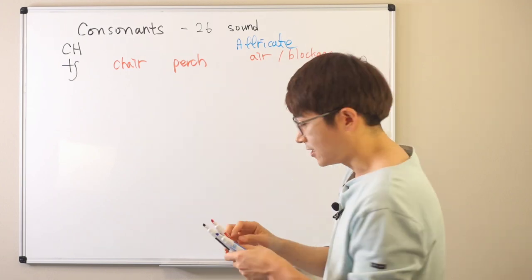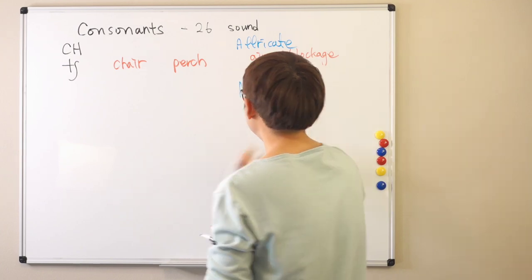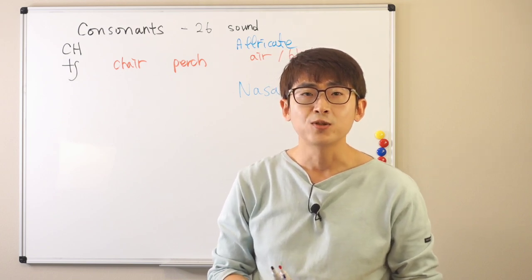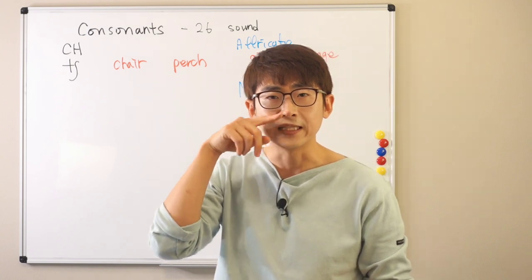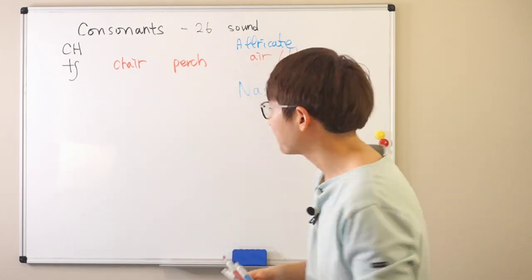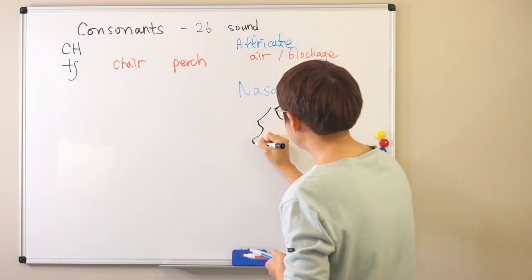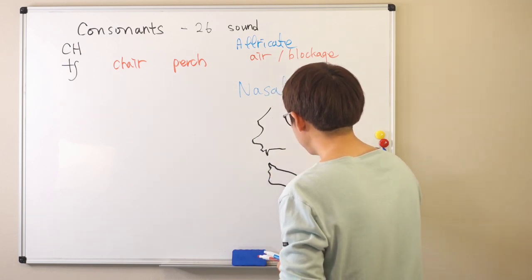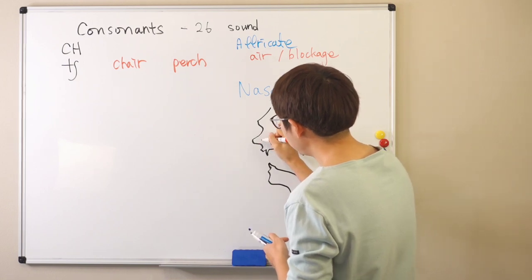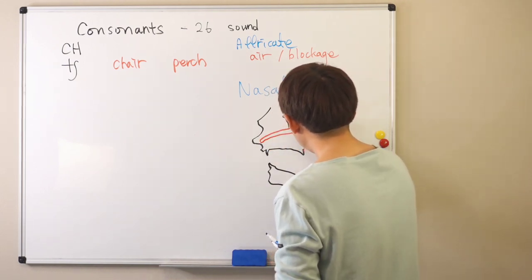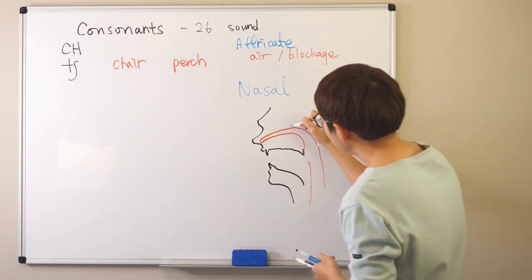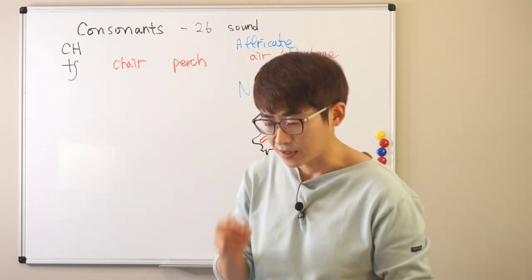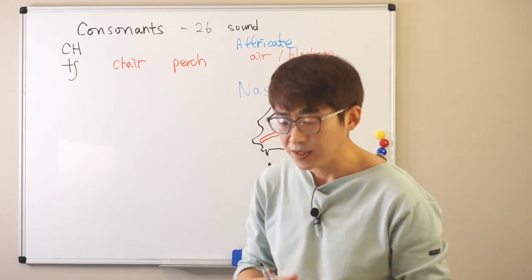And the next ones are what we call nasal, nasal. And as the name indicates, the sounds are made using the tunnel that's connected through your nose to your mouth. Okay, so let me draw the side image of our head again here. That's our nose, and there's an opening and it leads all the way to our throat, right? So we make a sound right there. Okay, so those are the nasal sounds, and there are only 3 of them.